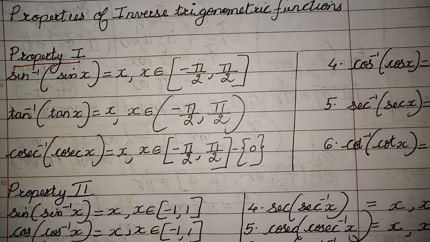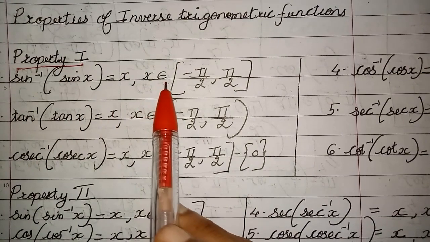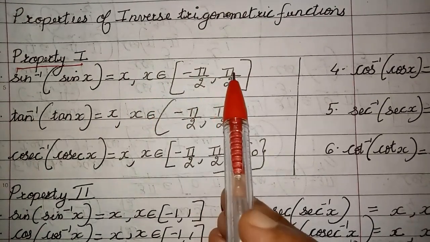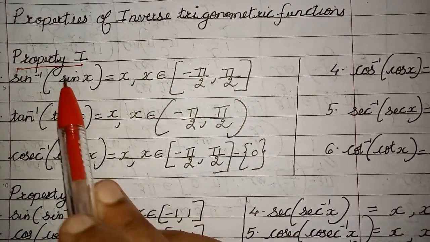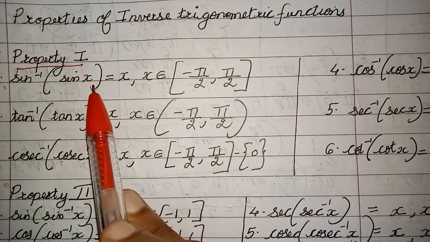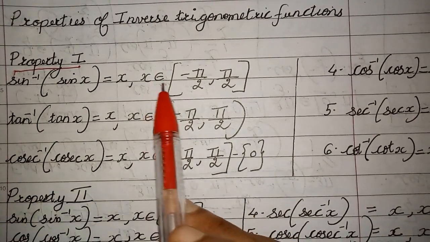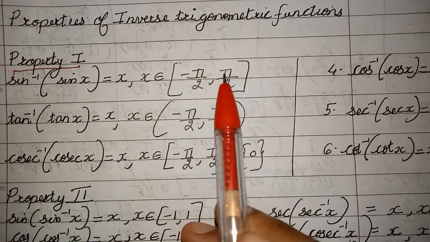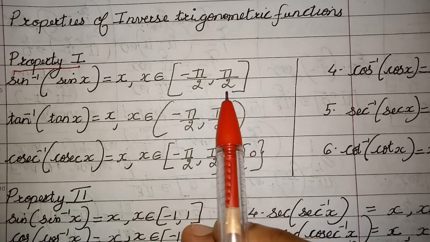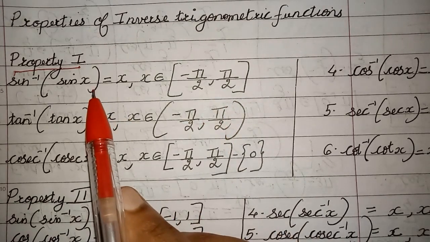It says that sine inverse of sine of x is equal to x, where x belongs to the closed interval minus pi by 2 to pi by 2. That means sine inverse and sine will get cancelled. Right, that is what you mean here. It will get cancelled when your x belongs to minus pi by 2 to pi by 2. If you remember, children, this is actually the range of your sine inverse function.